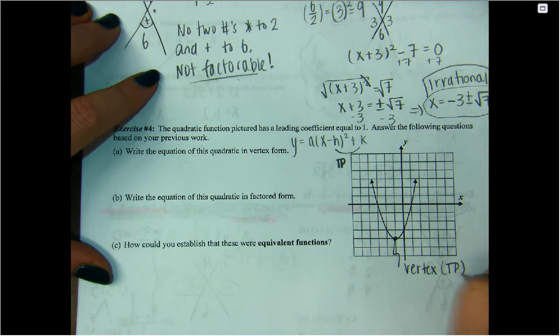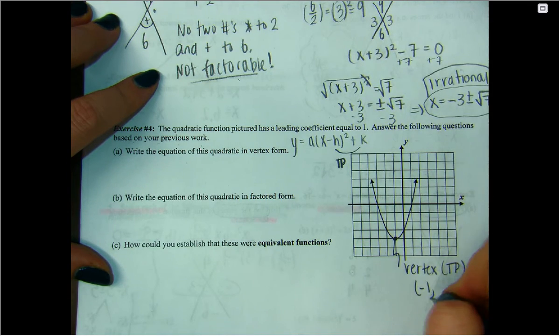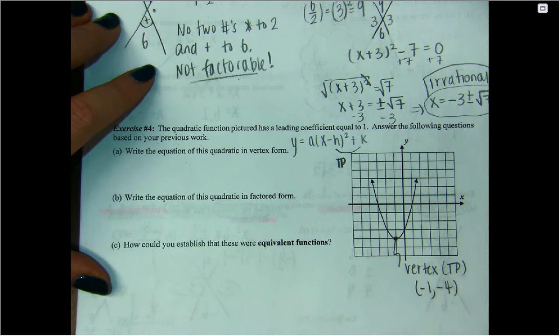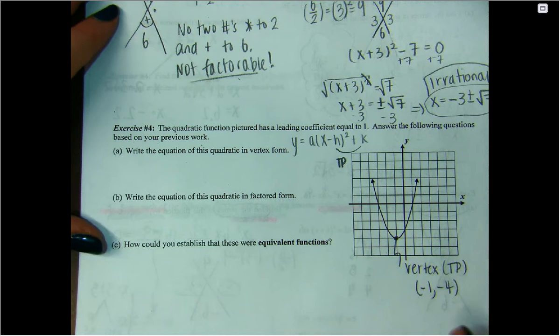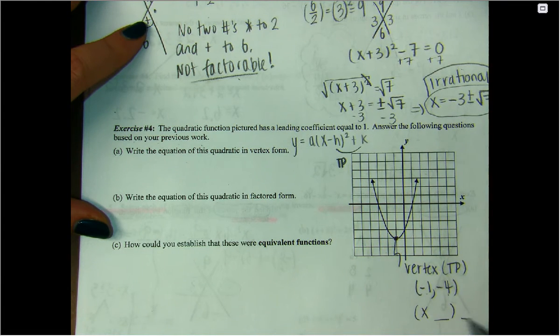aka the turning point, and I get negative 1 for my x, and down 1, 2, 3, 4, negative 4 for my y. Okay, and remember when we pulled the vertex from the equation, we said opposite x, same y. And we pulled it from the x here, and the y was here.